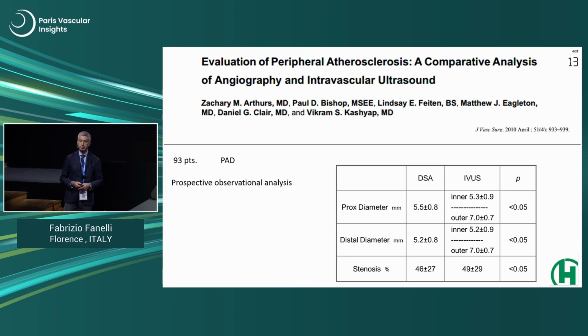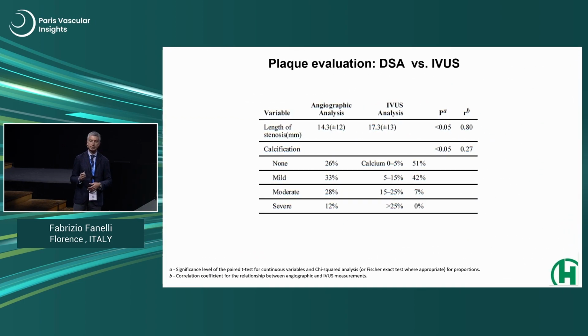This was another paper in 2010, by some authors that evaluated the comparative evaluation of angiography versus IVUS. And you see the differences in terms of caliber evaluation, diameter evaluation, but also in terms of plaque characteristics, because this is the other element that we have to keep in mind. Which is the lesion that we are treating?